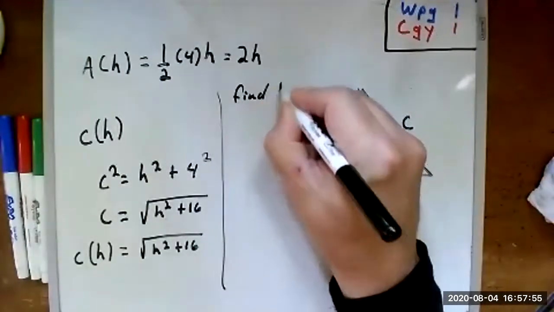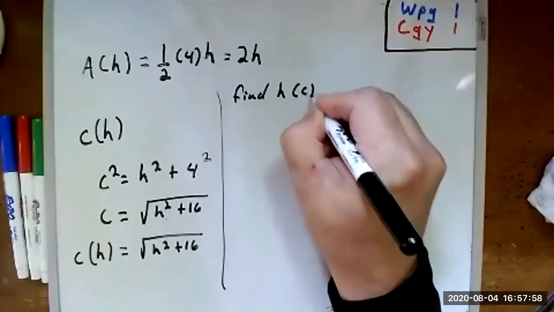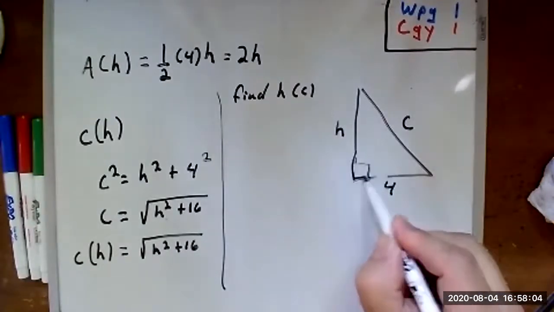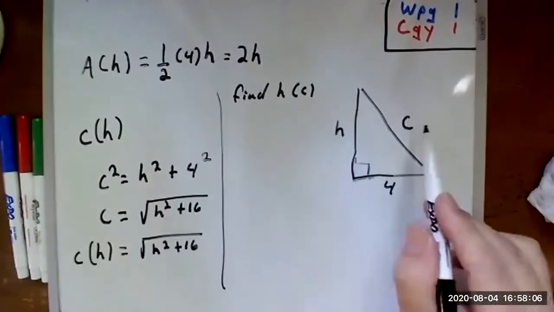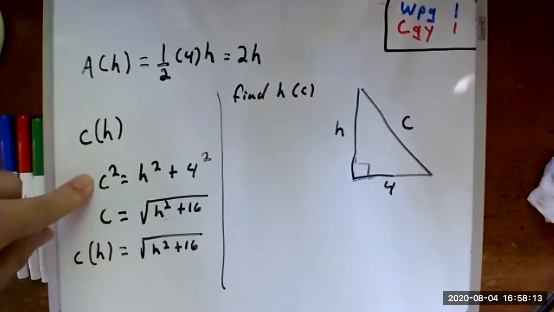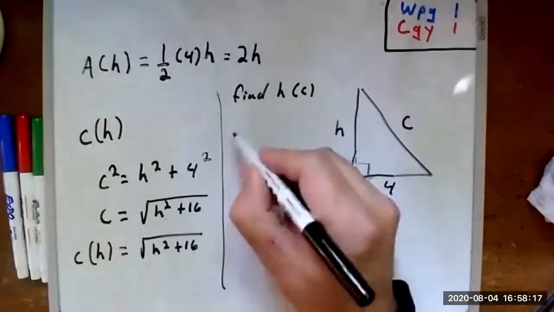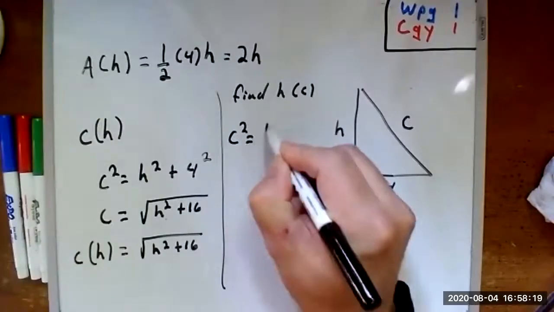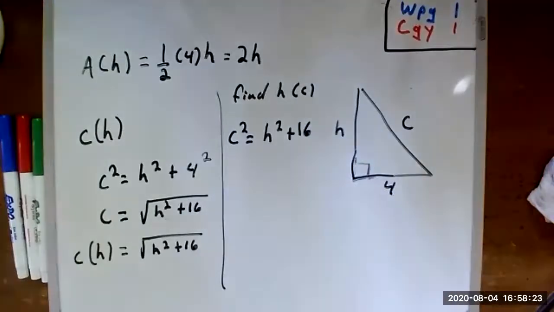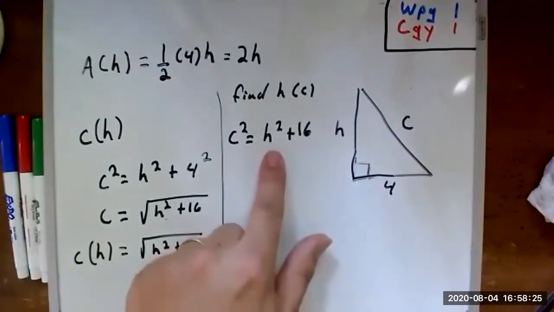So we might be asked, for example, to find the function h of c. So I'm just going to pull this out. We're going to find h of c, which gives the height of the triangle in terms of the length of the hypotenuse. Okay, so we want to find the height of the triangle with regards to the length of the hypotenuse. Well, we already had a relationship between c and h here. We can go ahead and use that same relationship.